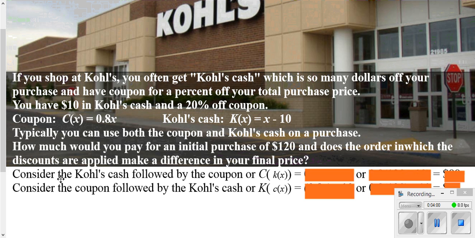Now, let's consider having our Kohl's Cash that we use first. Then we use the coupon. In other words, we're going to have our Kohl's Cash that we're plugging into our coupon function. Now, our Kohl's Cash just says we got to take our input and subtract 10. That's what we have. But we need to take that and plug it into this. So we got to take that x minus 10 and it gets plugged into here because we're taking one function and plugging it into the other function.